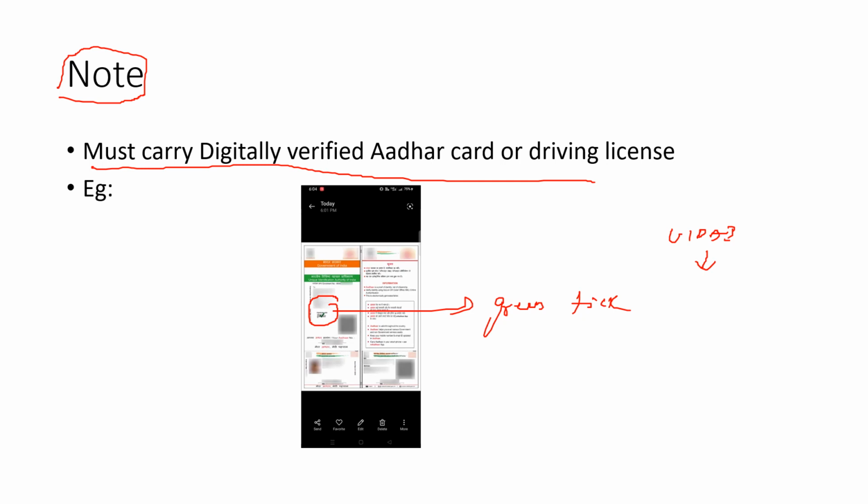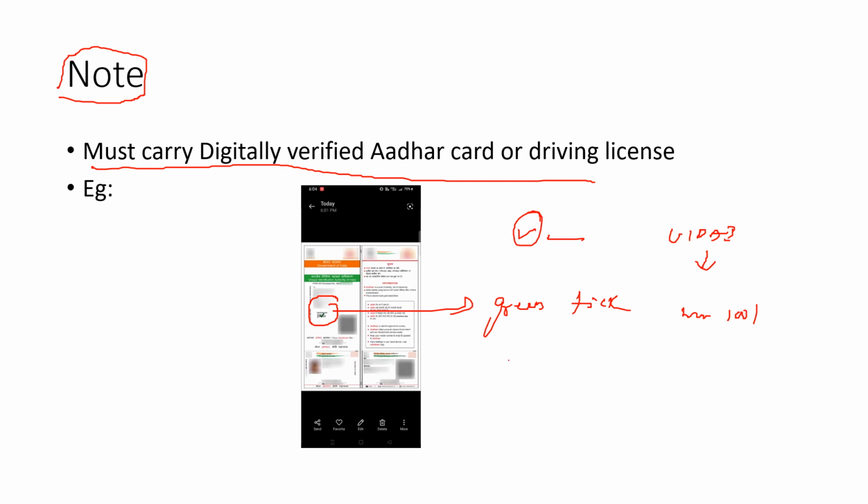Internet centers would be there, and they will charge more money, maybe around 100 rupees or sometimes more than 100. So it is better to take this one fully digitally verified. Of course, in the driving license also we have that option, the green tick. So if you give the identity card as a driving license, you can take this one.